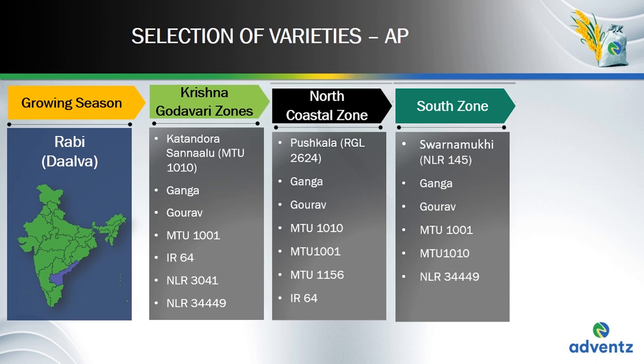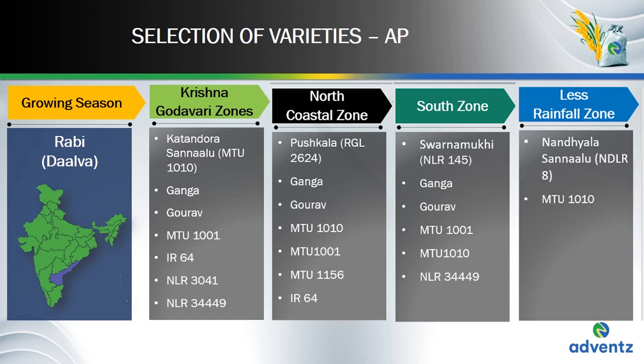For the south zone of Andhra Pradesh for the growing season Rabi or Dalwa, the important varieties are Swarnamukhi or NLR 145, Ganga, Gaurav, MTU 1001, MTU 1010 and NLR 3449. Next zone, which is the less rainfall zone of Andhra Pradesh for the growing season Rabi or Dalwa, the important varieties are Nandhyala, Sanalu, NDLR 8 and MTU 1010.